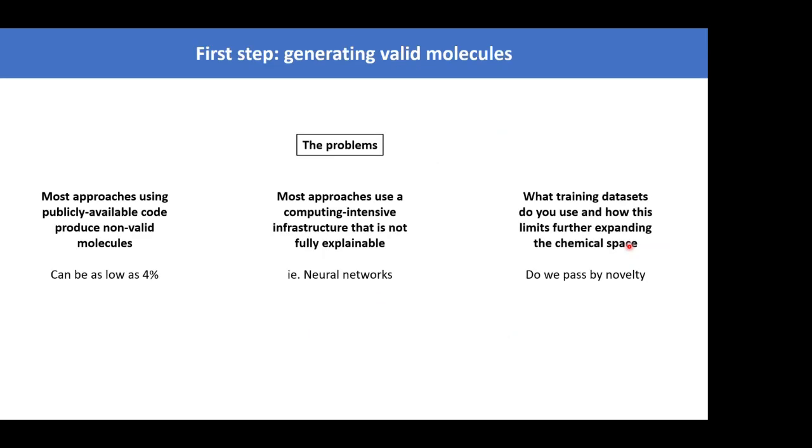So the first problem that we had, and this is something that really surprised me, is that there is very little algorithm out there that can actually generate compounds that make sense. Most approaches that are publicly available, so I'm not talking of algorithms that are available in pharmaceutical companies, produce non-valid molecules. What I mean by that is that if you ask them to generate 1,000 molecules and you go and look at these compounds, the validity of these compounds may be as low as 4%.